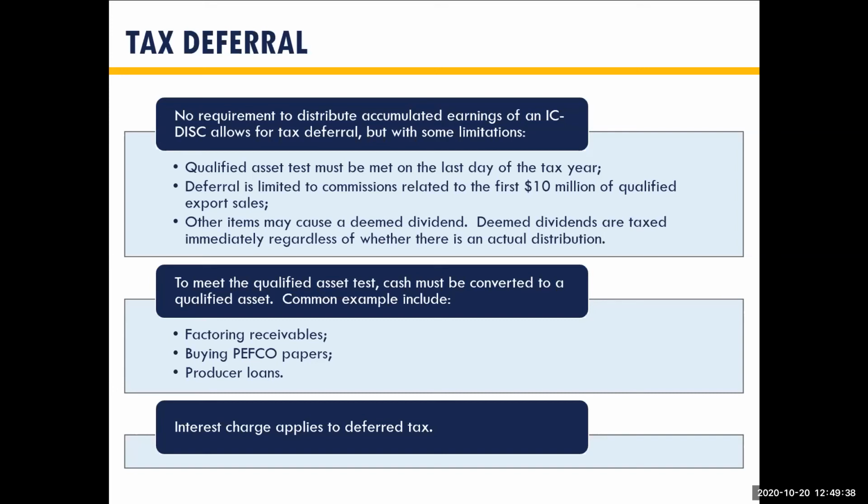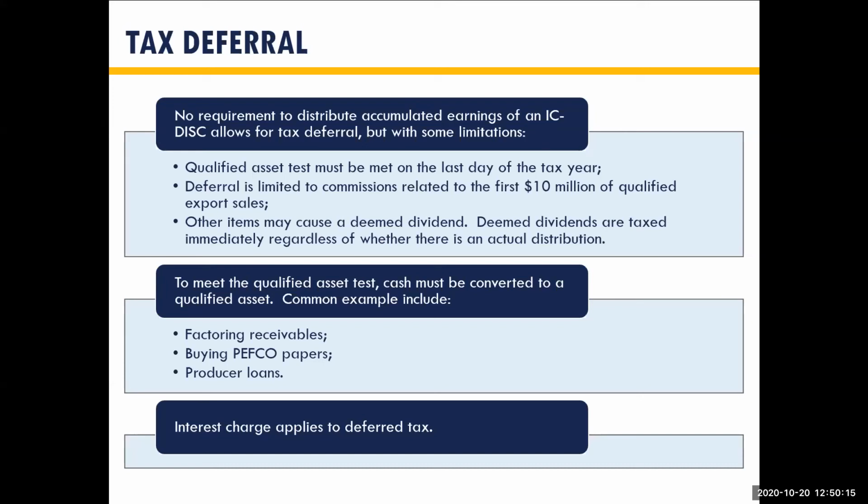Second is that the deferral is only limited to commissions related to the first $10 million of qualified export sales. So any commission associated with qualified export sales beyond $10 million is deemed to be distributed in the current year, regardless of whether an actual distribution takes place. And then there are some other items that aren't necessarily commonly occurring that could cause a deemed dividend. Primarily the $10 million rule is the one that we see the most.